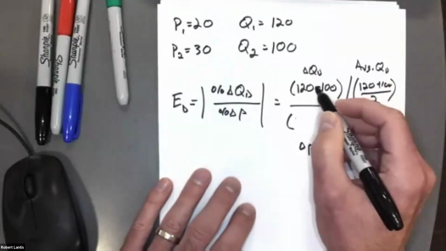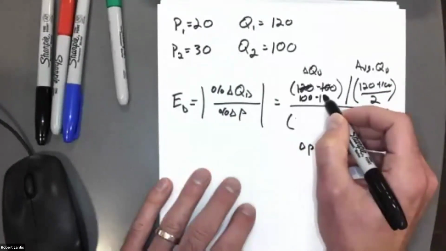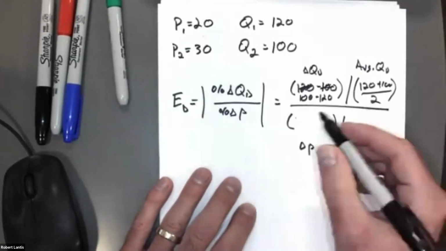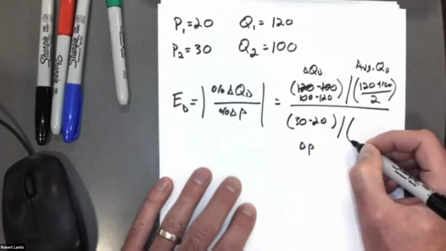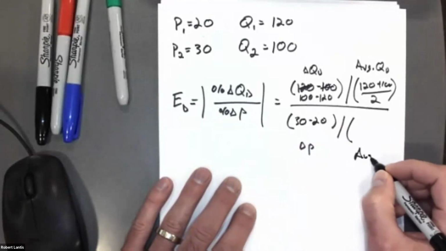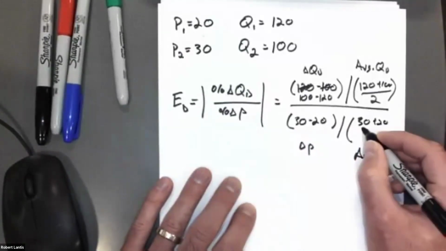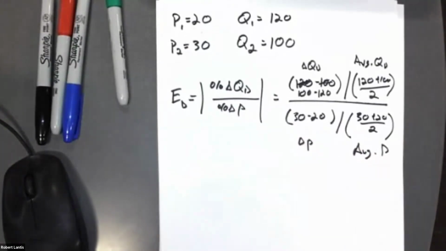When I flip-flop these, sorry, technically this should be 100 minus 120, right? The new quantity was 100. So that change in price, we were going from 20 to 30, so that change was 10. Divide that by our average price. Add these two up, divide by 2. And that should give us our elasticity of demand.